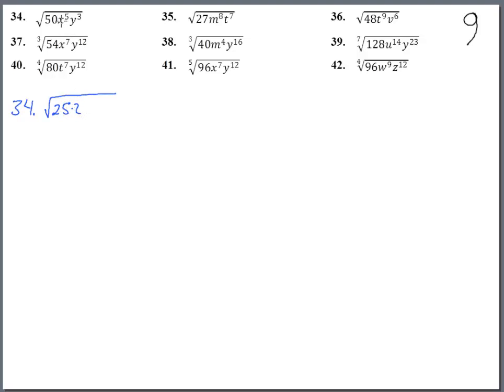Now the x to the 5th, we know the x to the 4th can come out with a good square root, so the x is left by itself. And here, y squared and a y. So this will come out as a 5. Square root of 25 is 5. Square root of x to the 4th is x squared, and square root of y squared is y. So we get 5x squared y times the square root of 2xy. Those are the ones that stay under there.